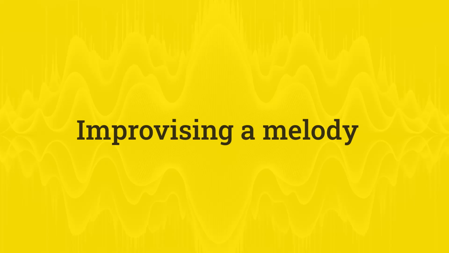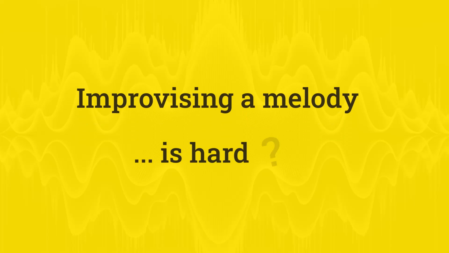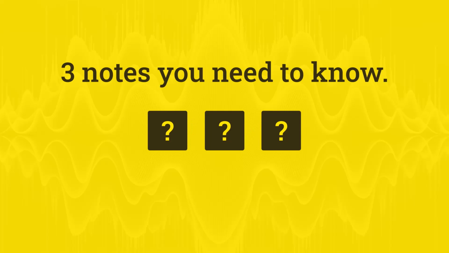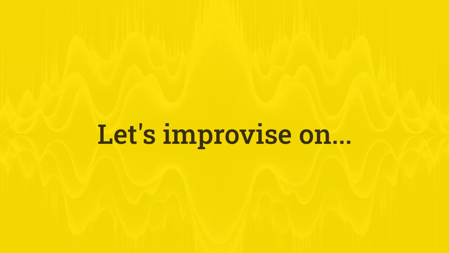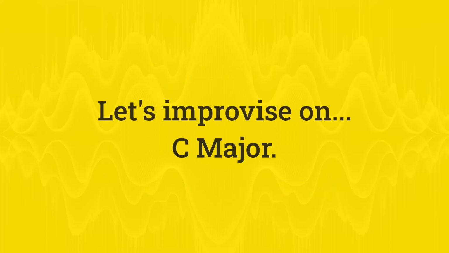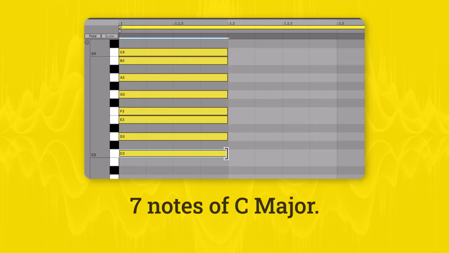Many people think that improvising a melody is hard, but it's not. There are just 3 notes that you need to know and a few easy rules. Let's dive in. Let's say you want to write a melody in C major. You have 7 notes that you could play now. They are all the right keys starting from C.